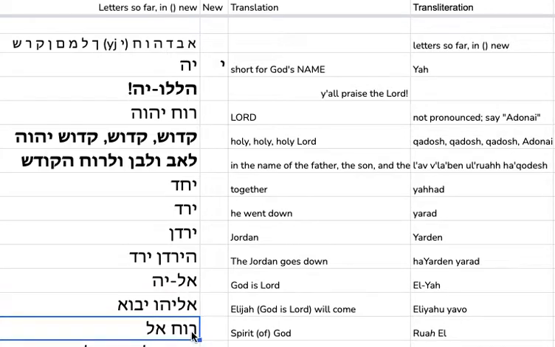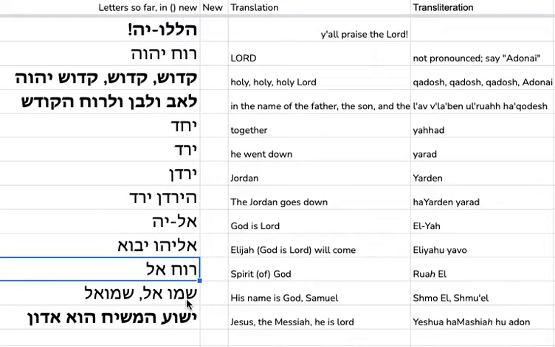Ruach El. Ruach El, Spirit of God, instead of Spirit of the Lord. Shemo El, okay. Shem was name, his name, Shemo. Anytime you put a vav at the end, and an O sound, it's the third person, masculine, singular, possessive. His name is Shemo. Remember when we saw the vav at the end and it was U, that makes it plural imperative. But when it's an O, it's the possessive his. Shemo El, his name, El, God.